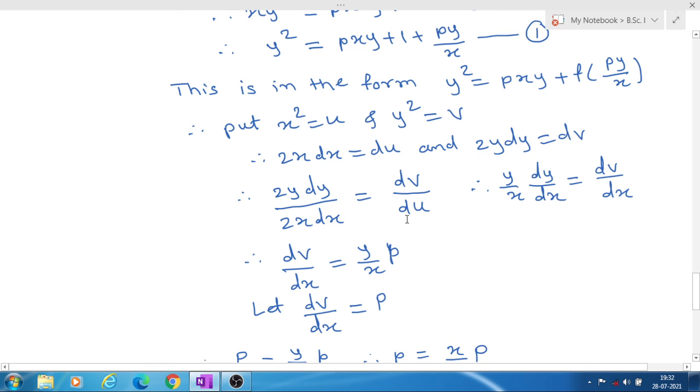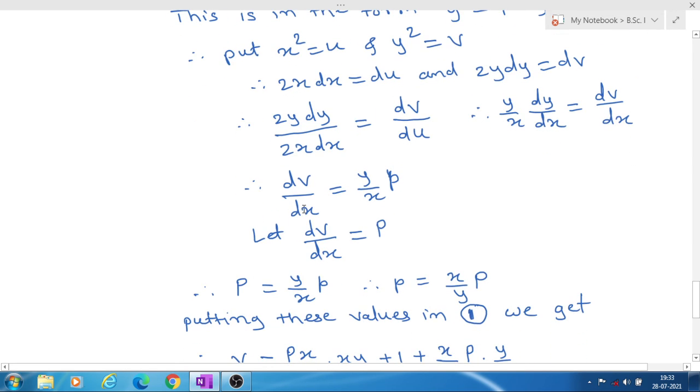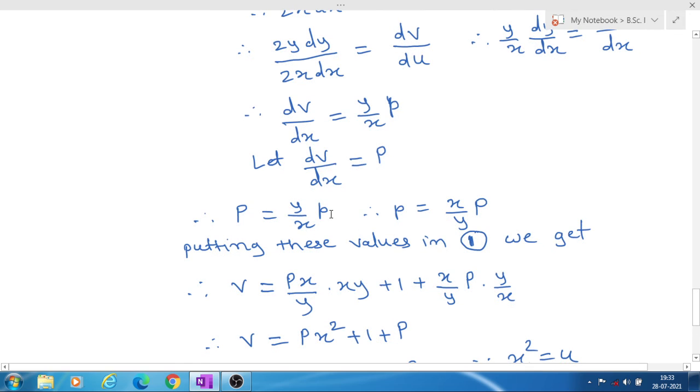The 2 cancels, and we get (y/x)(dy/dx) = dv/du. That means dv/du = (y/x) times dy/dx, which is small p. Therefore dv/du = (y/x)p. Let us substitute dv/du as capital P. Therefore P = (y/x)p. From this we get the value of small p = (x/y)P.